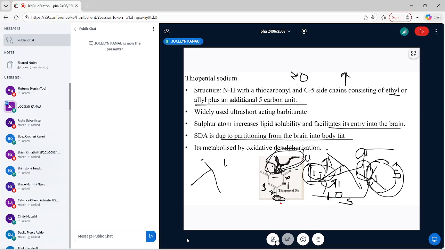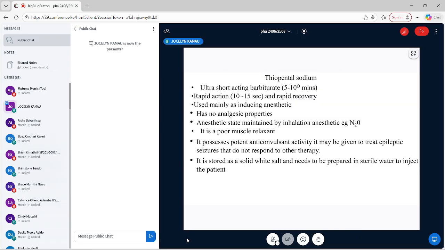So I hope you can understand that when it is metabolized, it will be metabolized first of all by desulfuration, change of the sulfur to oxygen, and it will form another barbiturate, which is pentobarbital. And now the pentobarbital can undergo further metabolism so that it can be removed from the body. So again, kindly understand that the structure of the barbiturate is responsible for their classification, and it is dependent on their lipid solubility, both controlled by position 1, 3, and also position number 5.